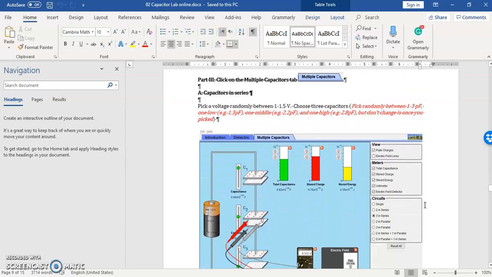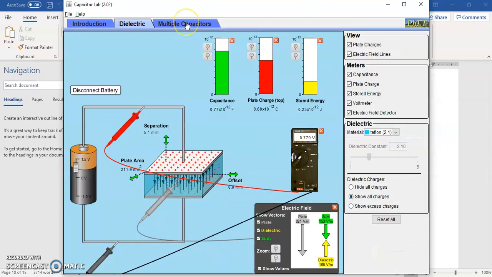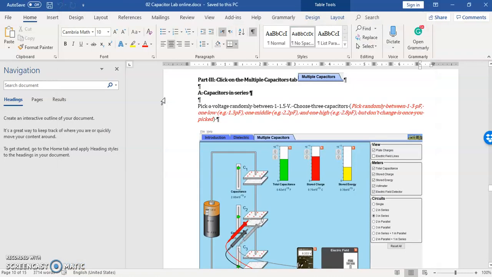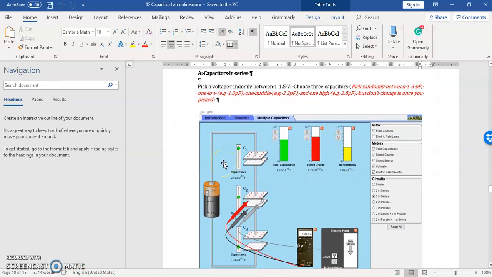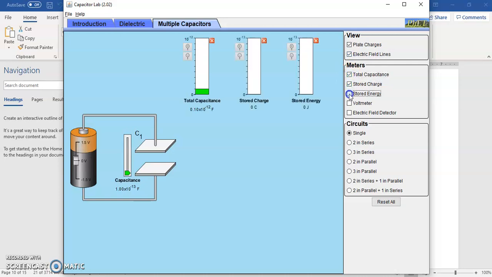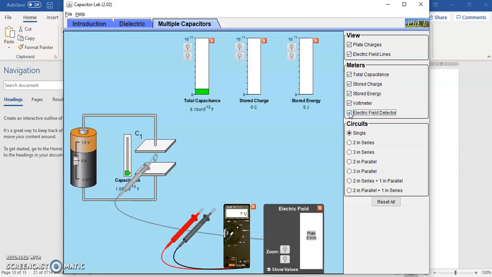The third part of this lab is if you have multiple capacitors. I'm asking you to look at the capacitors in parallel and in series. I have asked you to pick randomly between 1 to 3, one up, one low. Again, I'm going to put all these meters that I had before, so that if I ask you anything, you will be able to do the measurements.